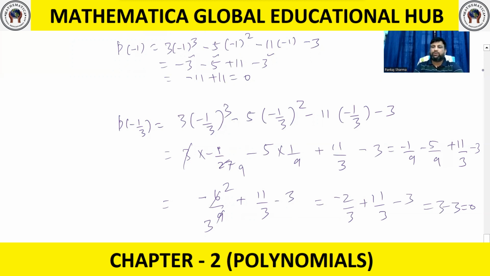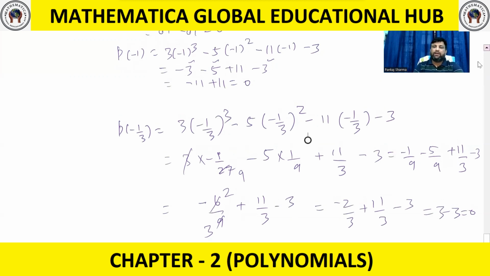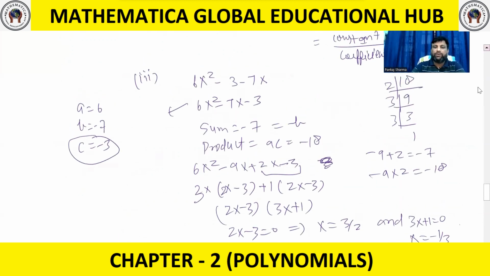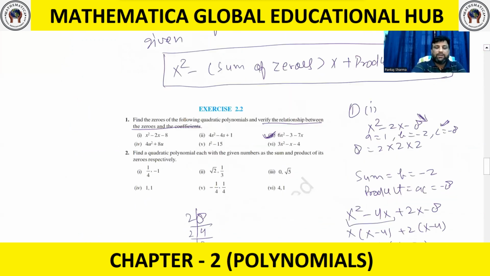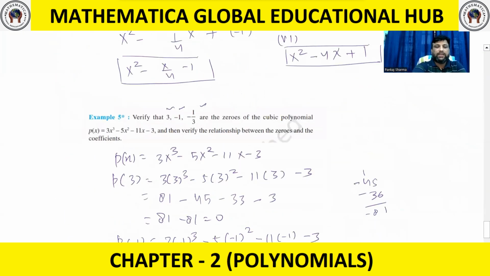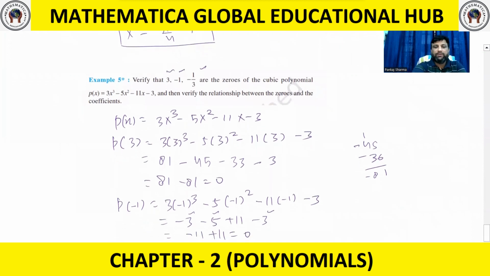In the second part of the question, what are they telling? They are telling us to find out, prove, we need to work out with the relationship. Yes, they are telling us to verify the relationship between the zeros and the coefficients.